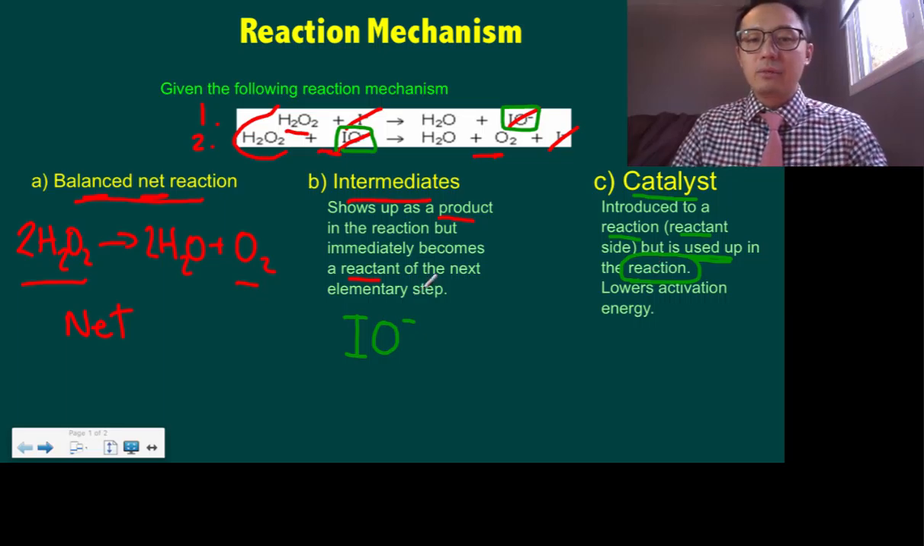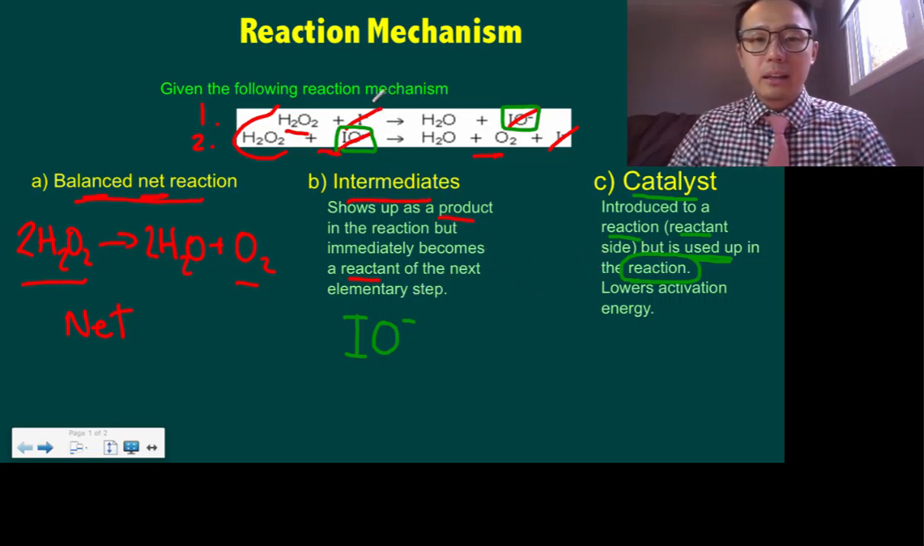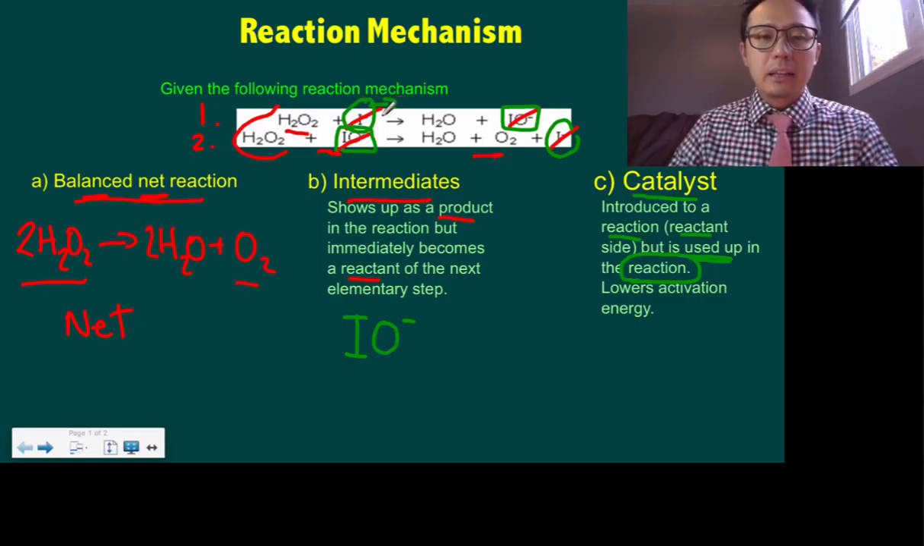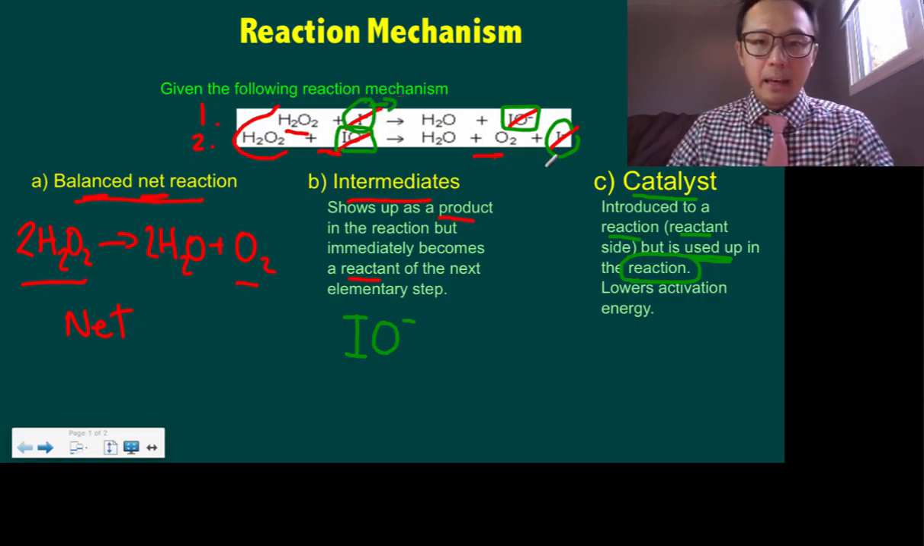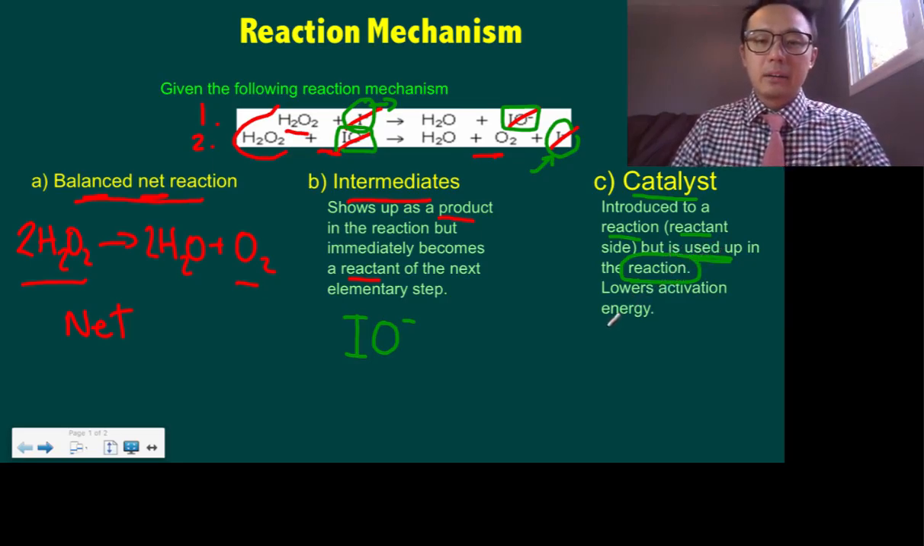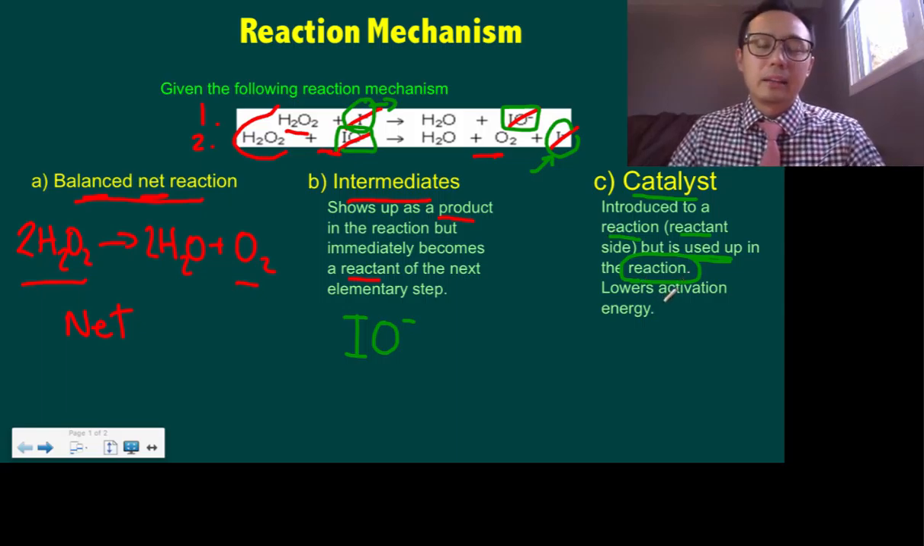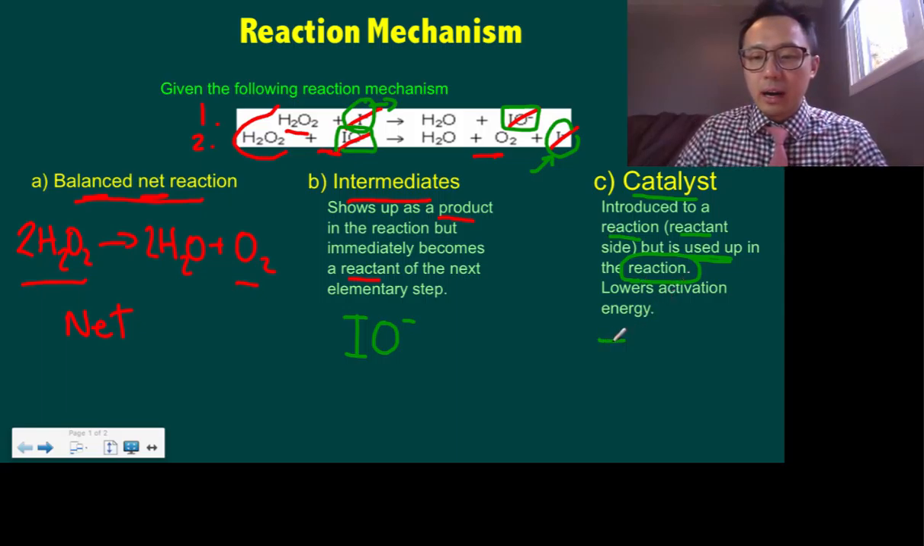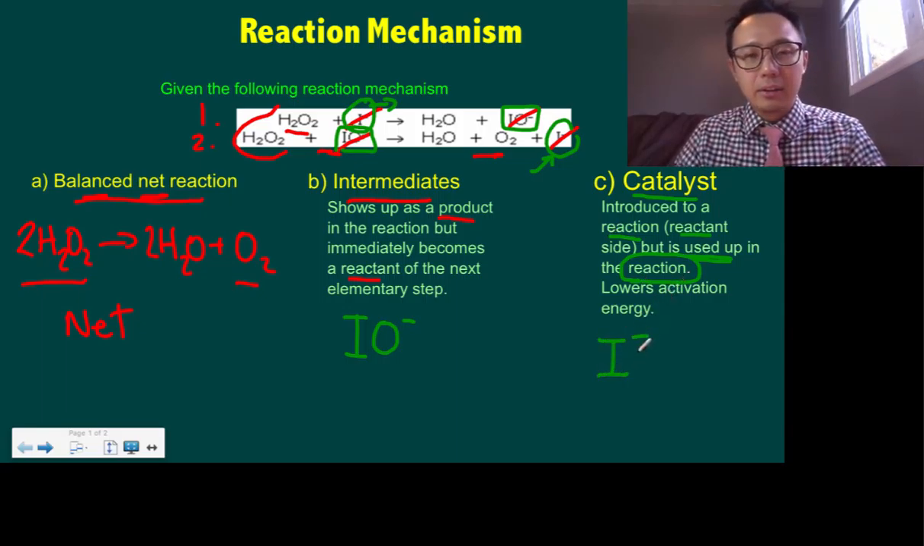So in this reaction mechanism, you're going to see that for your iodine ion, you introduce this, it helps the reaction speed up, and then it shows up as your product. So I guess I shouldn't have said that it's used up in the reaction, just for technical terms. It's more like the reaction uses it. So your iodine ion is your catalyst in this sense.